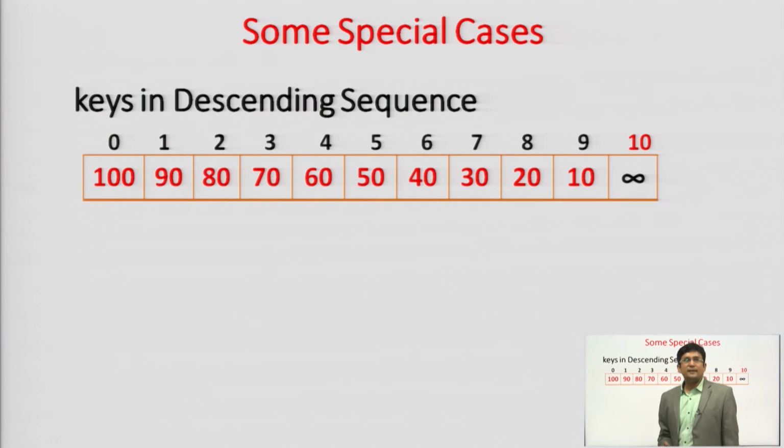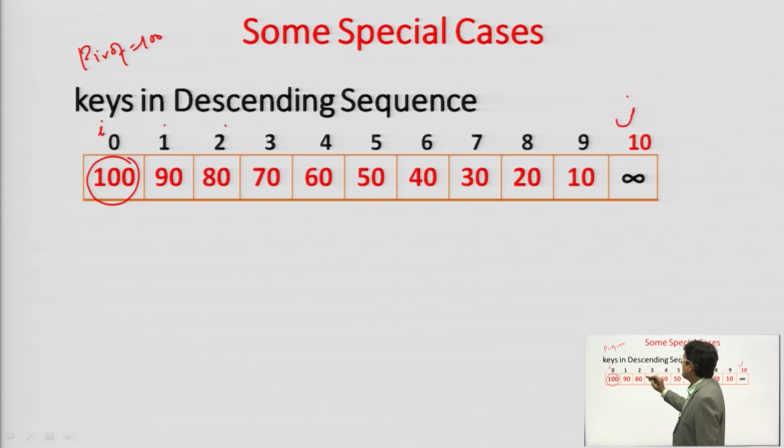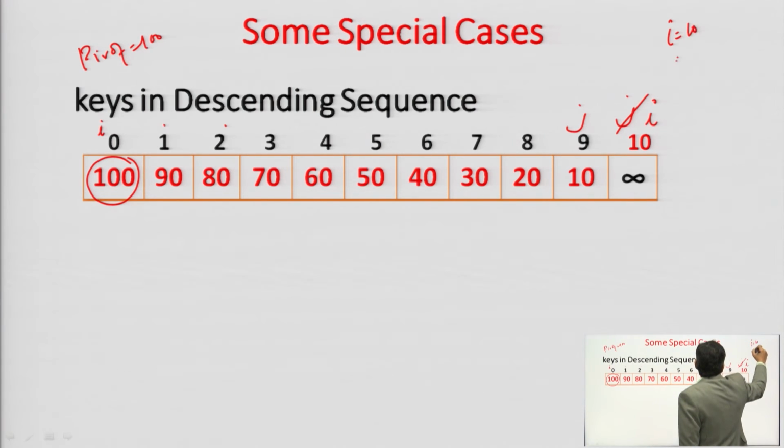Now, let us take an example wherein we have the keys in the descending sequence. Let us fix this element as I, and here we have a j, let us take a pivot element as 100. Now, you increment I till you get a larger element than the pivot. So, this is not larger, this is not larger, no element is larger, only the infinite element is larger. So, you stop here, and then you decrement j, j comes here, 10 is smaller than the pivot and you stop here. Once you stop here, then I's position is 10 and j's position is 9.